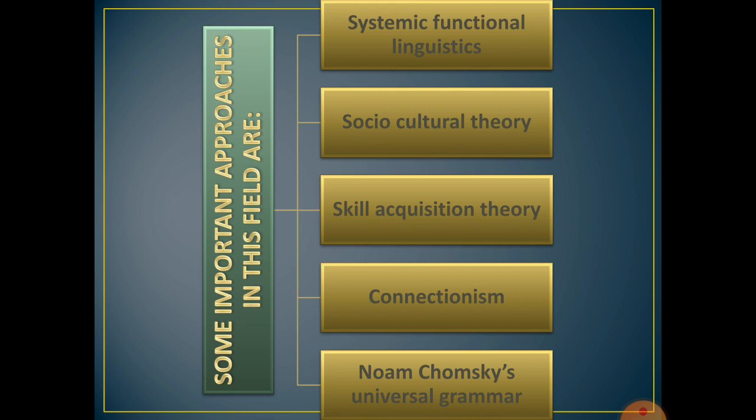Next, connectionism. Connectionism is where learning occurs by modifying connection strengths based on experience. And Noam Chomsky's universal grammar. The universal grammar focuses on describing the linguistic competence of an individual.